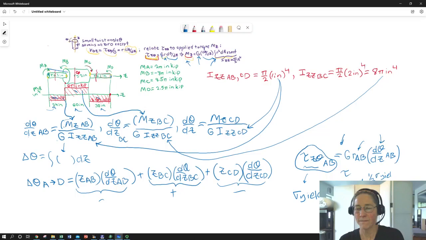which is 1/2 sigma yield. So I'm going to take my largest tau and compare it to 1/2 of whatever my sigma yield is that I look up for the material, and that is the same material that I use to get my shear modulus. So those two are going to go together. So I look up both for the same material.